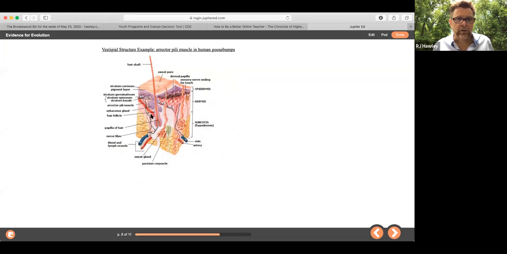This is one of my favorites. I think I tried to draw a picture of this for you in class. So goosebumps, right? We get goosebump responses when we're cold or sometimes when we're scared. Right? That's why that children's book series was called Goosebumps, R.L. Stein. So if you scare somebody, you can trigger a goosebump reaction.